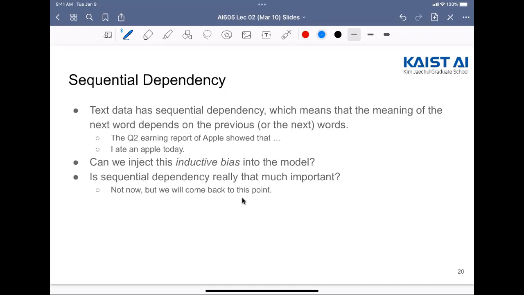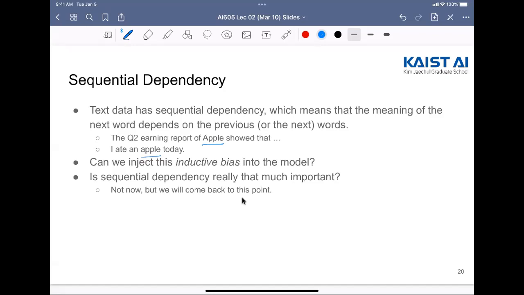So for instance, what is the meaning of apple here? They're different exactly because whatever comes before apple really defines the meaning of apple, right? If you said the Q2 earnings report of Apple, then probably the apple here is the company Apple. But if you said I ate an apple today, that probably means something that you eat, a fruit apple. So apparently in NLP, there is sequential dependency and also contextual dependency. And with the model we were just talking about, maybe if we stack deep layers they're able to, but can we inject this sequential dependency into the model?